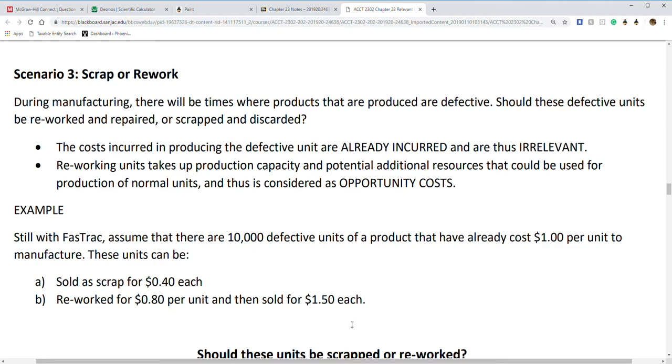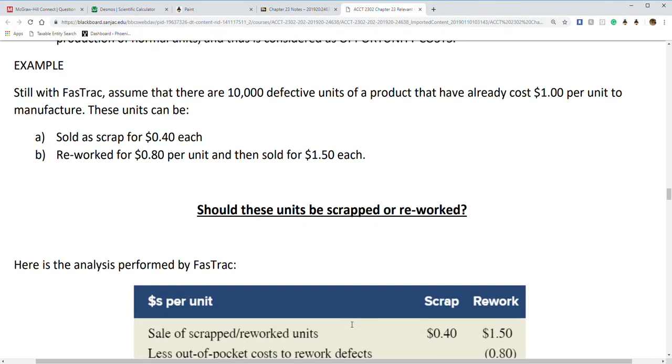But Fast Track somehow determines that they have 10,000 defective units of product. It's already cost them $1 per unit. They make really cheap stuff, huh? But this is just the scenario. They could have some other division that actually makes good gym equipment or something. But these units can be either sold as scrap for 40 cents, or they can be reworked for 80 cents per unit and then sold for $1.50.